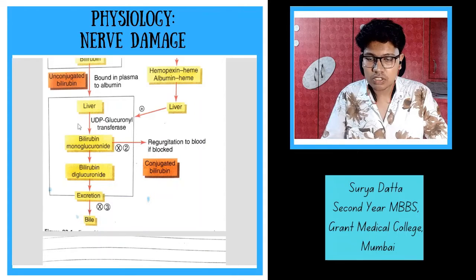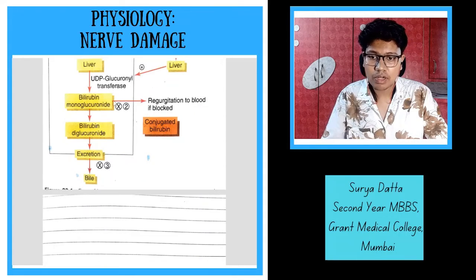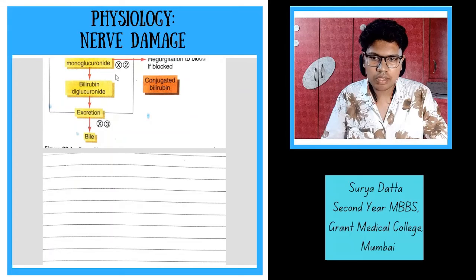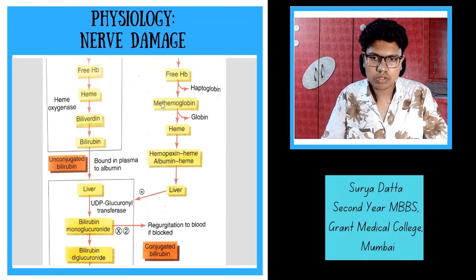So in the liver, bilirubin monoglucuronide, we said that it's going to form diglucuronide eventually. And if this is blocked, it's going to go back into the blood, and this is forming conjugated bilirubin. Now if nothing happens, then it gets excreted and goes into the bile.